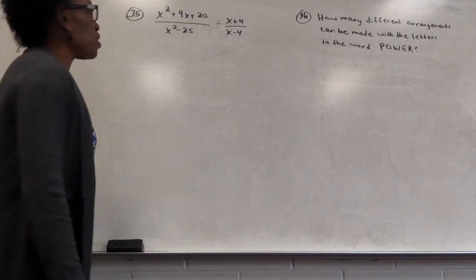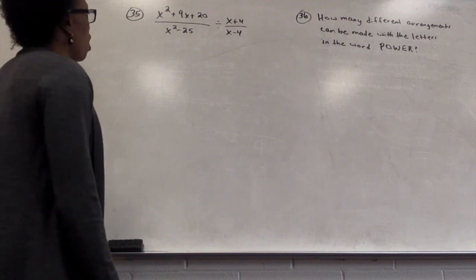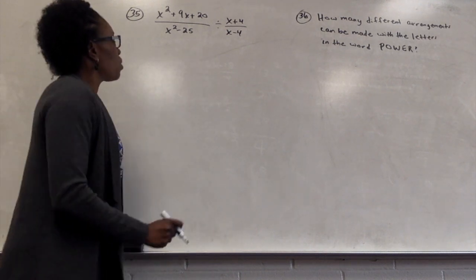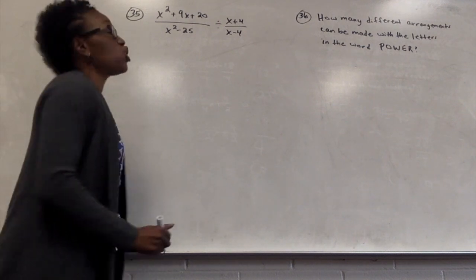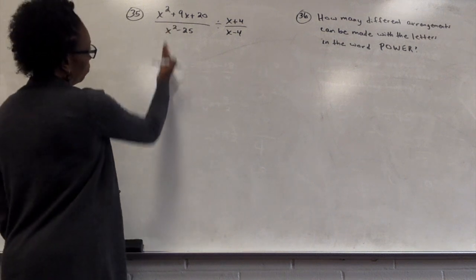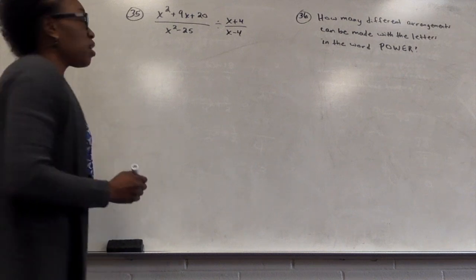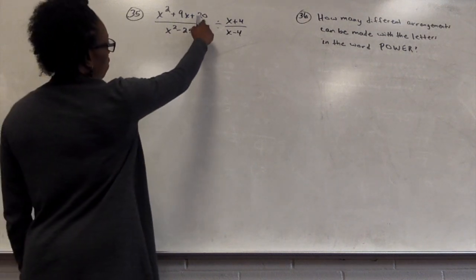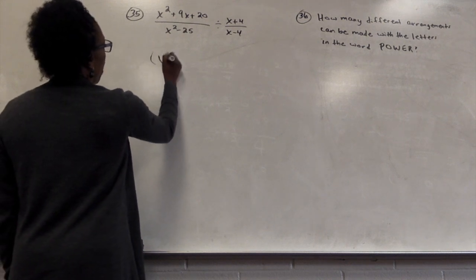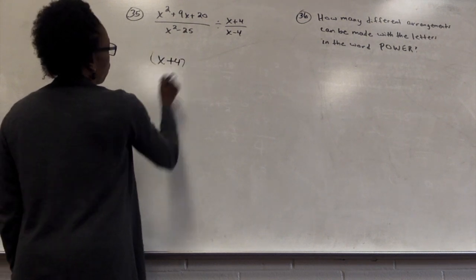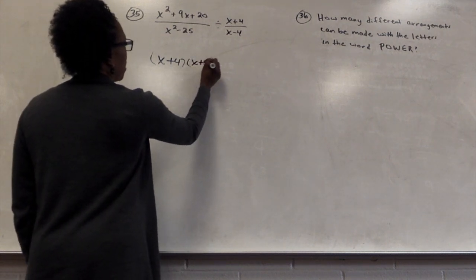For this problem, we will be dividing polynomials. And we notice here, these are fractions. And we also notice that within those fractions, we can do some factoring. So what I'm going to do with my first fraction is take my numerator and factor it. So I'm going to see what multiplies to give me 20 and adds to give me 9. Those two numbers will be 4 and 5. So I'm going to have x plus 4 in my first parentheses and x plus 5 in my second parentheses.